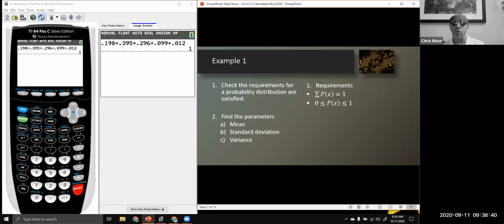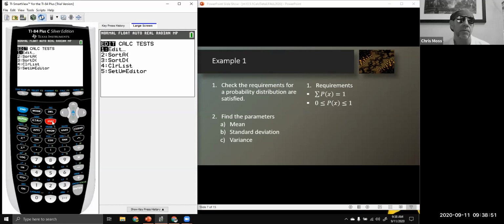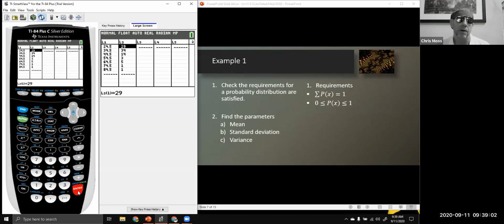Now, we want to find the parameters: the mean, the standard deviation, and the variance. This is where we're going to need our calculator. So if I come over here to my calculator, stat, I need to get that probability distribution into my calculator.